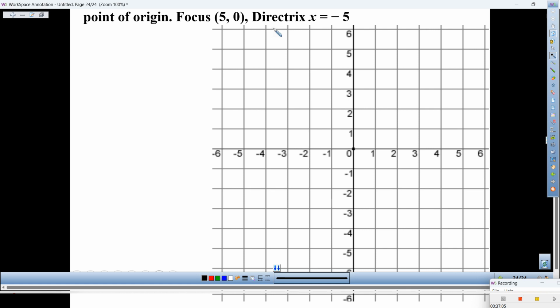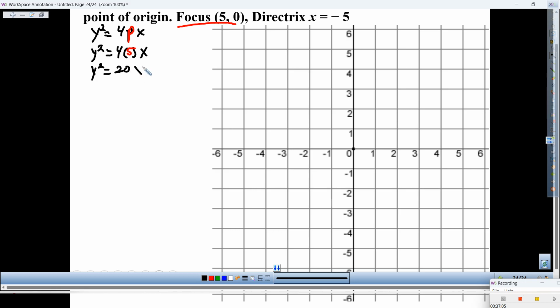All right, what equation, Joseph? Y squared equals 4px. Hands if you got that. That is correct. So we got y squared equals 4 parentheses x. And instead of p, what value do I substitute for p? It's right here on the focus, which is 5. So my new equation is y squared equals 20x.